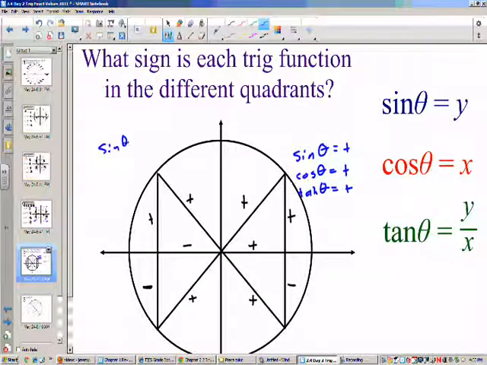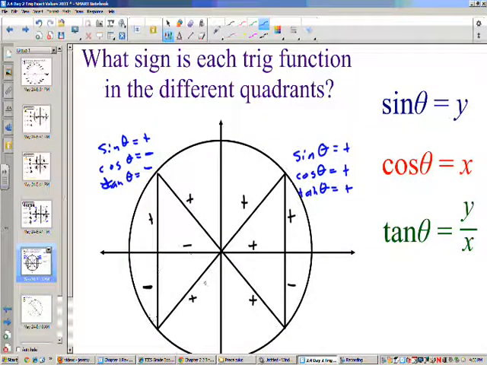Now if we move that to quadrant 2, now our sine of theta is going to be opposite, which is positive over positive. So that's definitely going to be a positive answer. However, our cosine is going to be adjacent over hypotenuse, which is a negative answer. And our tangent is going to be opposite over adjacent, which is positive over negative, which is a negative answer.